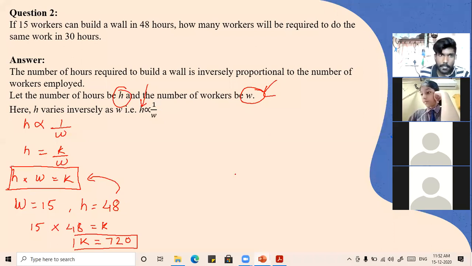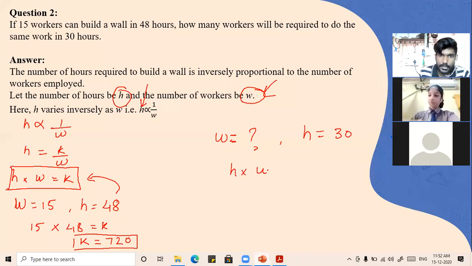K is 720. Now, in the question they have asked, how many workers will be required to complete the work in 30 hours? So the number of workers we have to find out when H is 30. Now we'll use the same equation, H into W equal to K. H is 30. The number of workers W we have to find out. And K is 720. Take 30 on the other side, it will get divided. So 720 divided by 30.